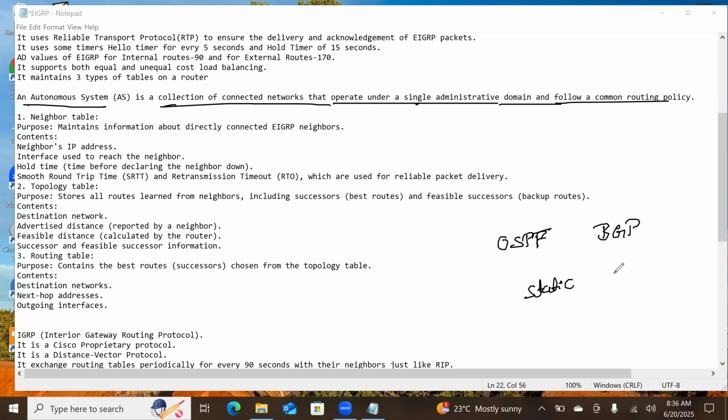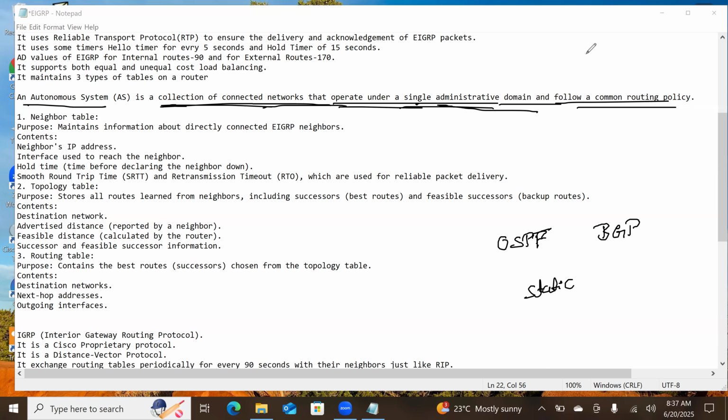For example, I said to you yesterday, one whole AS will be there. Inside there will be multiple areas. Those areas will have different routing protocols. So routing between different routing protocols or different administrative domains, we can have this autonomous system. So what I said, it's a collection of connected networks that operate under a single administrative domain, which follows some common routing policies.